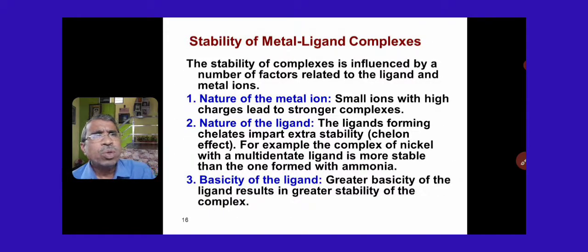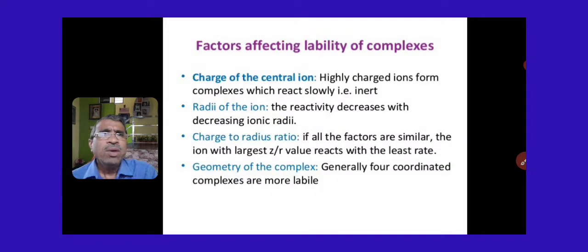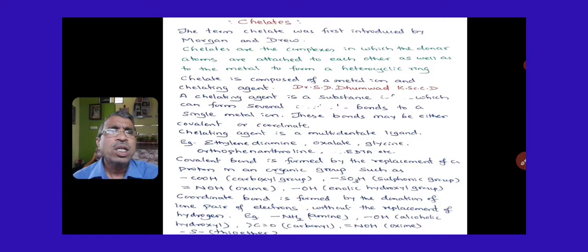This table also shows the stability factors we have discussed so far, that is the nature of the metal ion, nature of the ligand and basicity of the ligand. Now this is also one more factor affecting the lability of the complexes. The same thing we have discussed just now. So this is about the factors that affect the stability of the complexes.